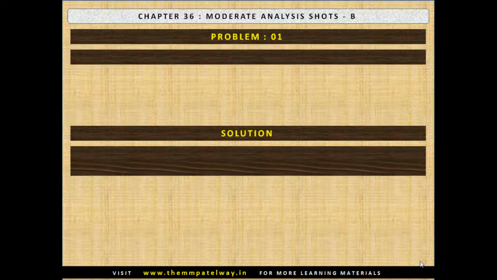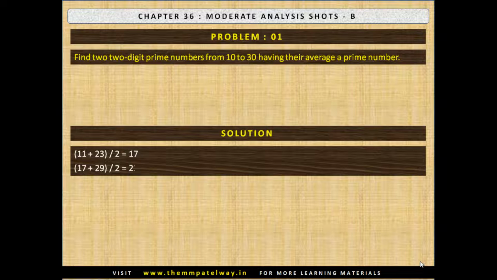Problem number 1. Find two-digit prime numbers from 10 to 30 having their average a prime number. Now stop the video and solve the problem. The solution follows. First answer is 11 and 23 and second answer is 17 and 29.